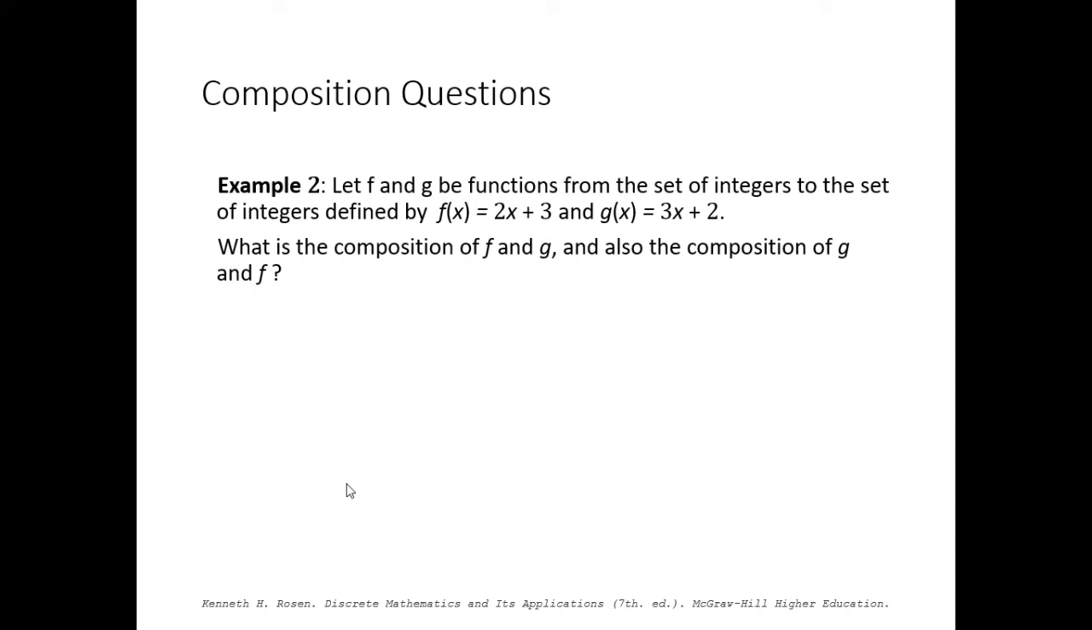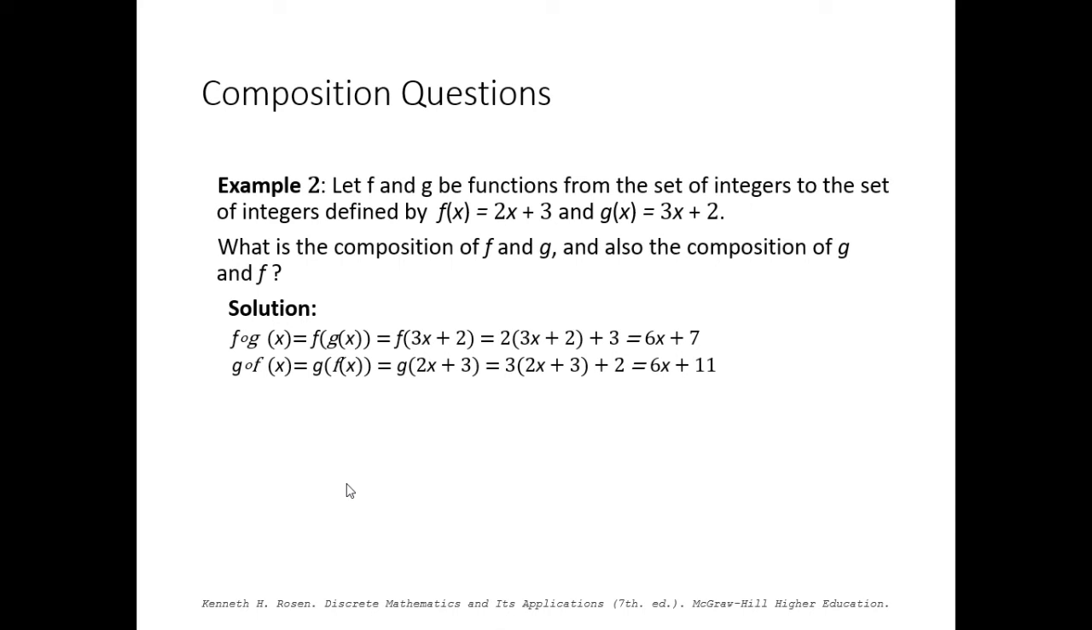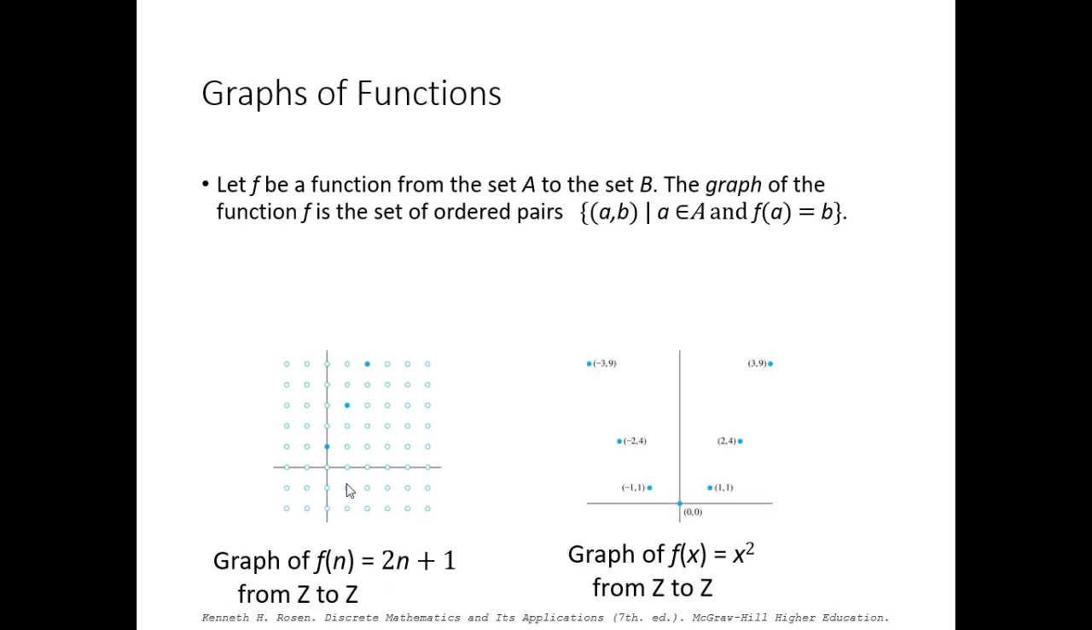Suppose f and g are functions from the set of integers to the set of integers, that is from Z to Z, f of x is equal to 2x plus 3, g of x is equal to 3x plus 2. Find the composite functions. So we get f of g of x equal to f of g of x. g of x is 3x plus 2. So f of 3x plus 2 is equal to 2 into (3x plus 2) plus 3, which is equal to 6x plus 7. And g of f of x is equal to g of 2x plus 3, equal to 3 into (2x plus 3) plus 2, which is 6x plus 11.